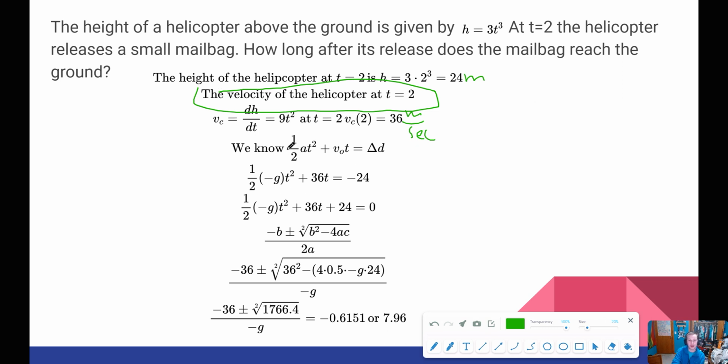So we have our good old handy dandy equation right here that we've used a few times already. We know that acceleration is negative g. We have our initial velocity, 36 meters per second, not squared. Keep in mind that the velocity is positive, because the helicopter was going upwards. So that is positive velocity. So do keep that in mind.